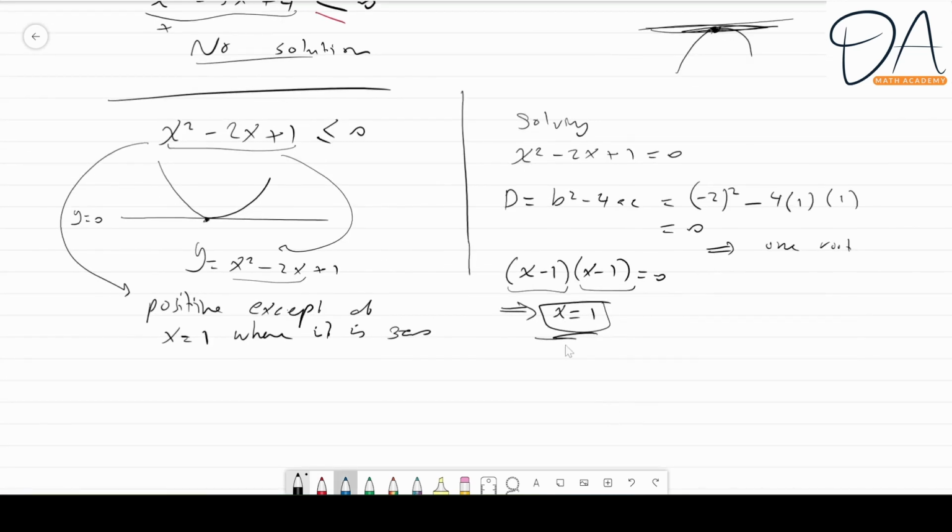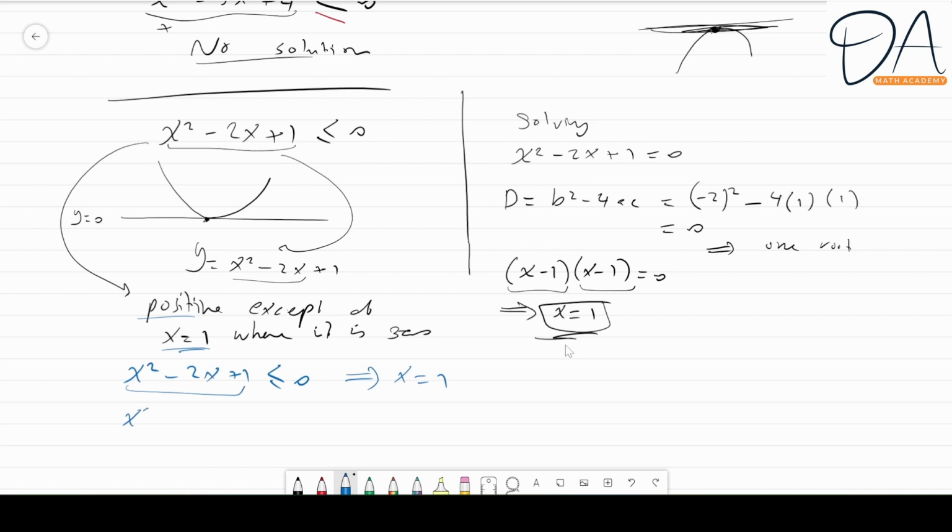So then going back to our inequality, what does this inequality mean? It means we're looking for values of x that make this expression either negative or 0. We know that this expression is always positive, so it's not possible to make it negative. However, we can make it 0 at what point? When x equals 1. So the only solution to this is when x equals 1. That's it, where it's equal to 0.